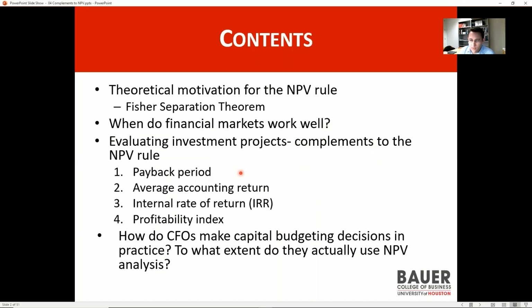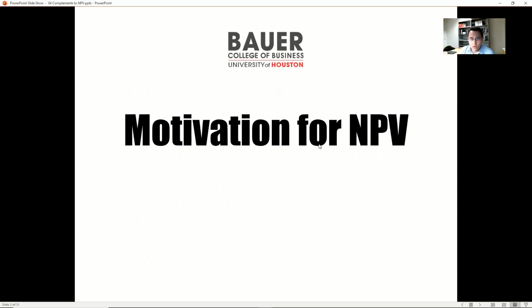We'll talk about the payback period rule, the average accounting return, the internal rate of return, the IRR, we've alluded to this before, and the profitability index. All of these are trying to complete the picture a bit, since NPV misses some things. And then finally, we'll spend the last couple slides talking about how CFOs actually make decisions. They're going to use NPV a lot, but they are also going to be using these extra metrics, and we'll talk about why.